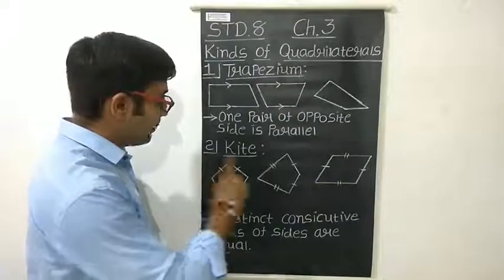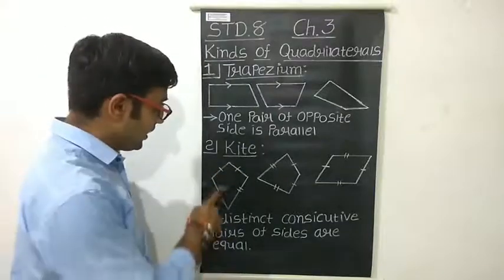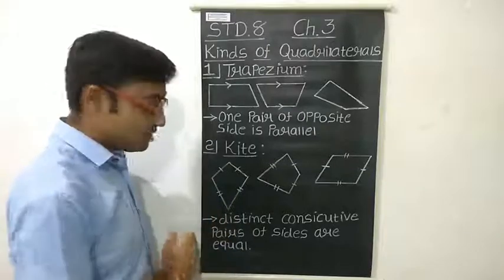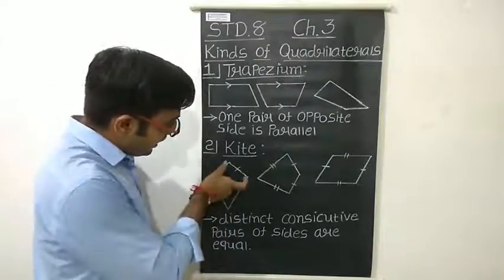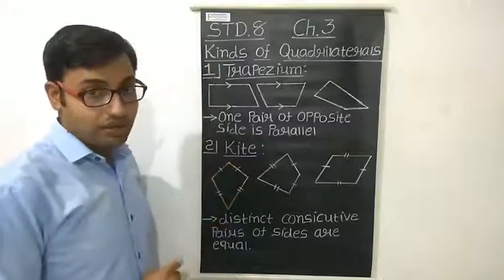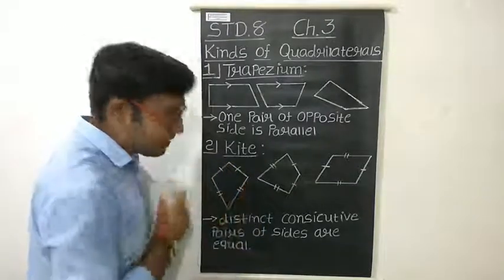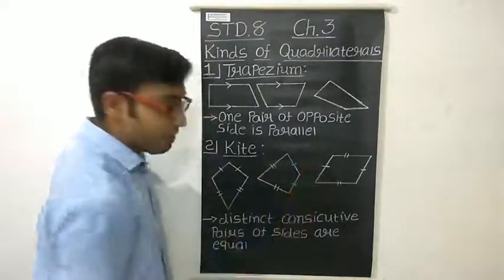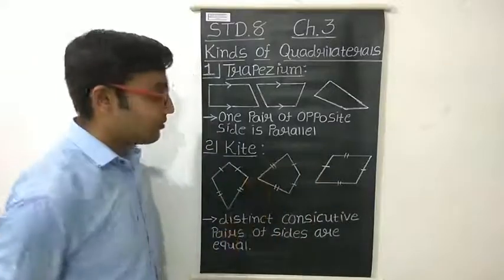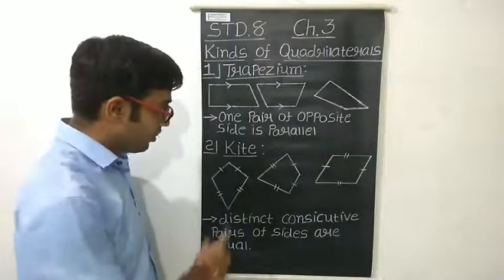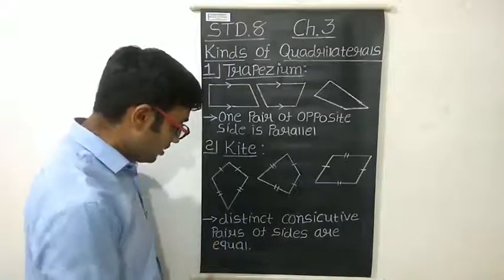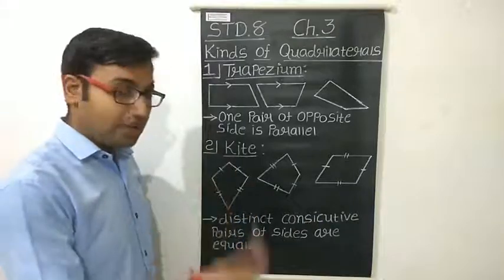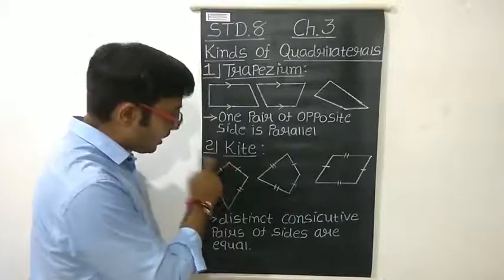Okay. The second shape is the kite. This type of shape is called a kite. Notice here, this line segment and this line segment are equal. Similarly, these two line segments are also equal. In this shape also, these two line segments are equal and these two are also equal. So the distinct consecutive pairs of sides are equal. Consecutive means the side which comes after this side.